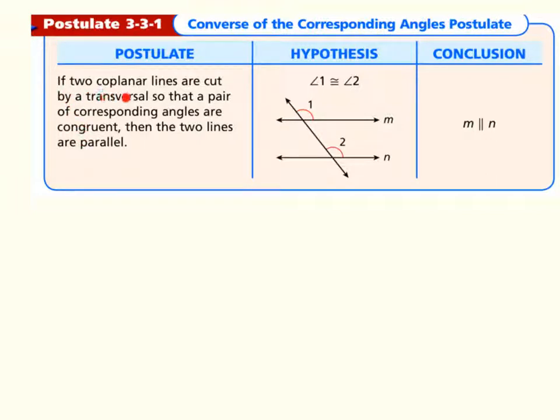Basically, if two coplanar lines are cut by a transversal and the corresponding angles are congruent, that means that the two lines have to be parallel. So if we can show that angle 1 here and angle 2 are congruent, that means that we can conclude that the lines are parallel. Go ahead and press pause and write that down.